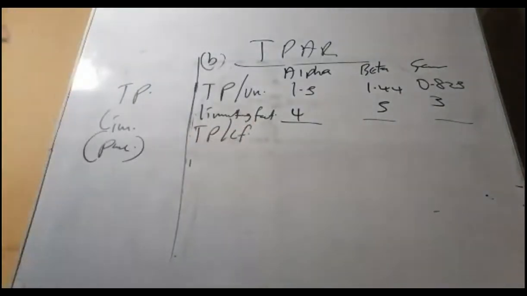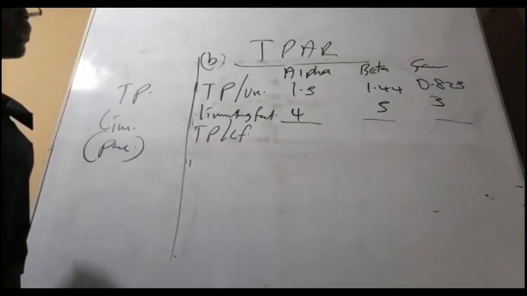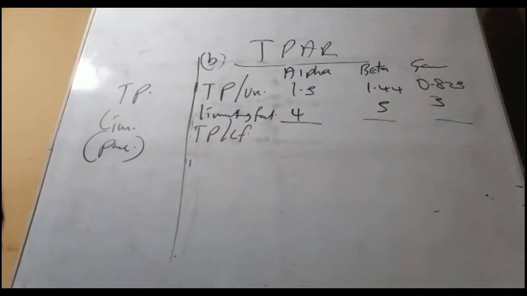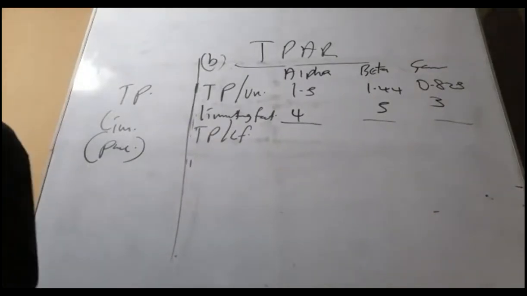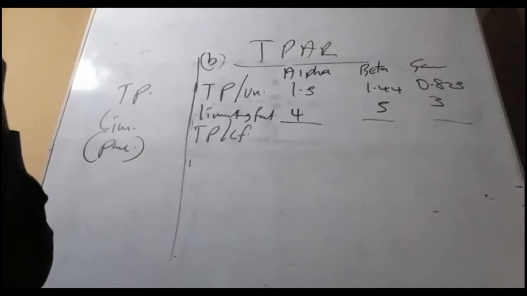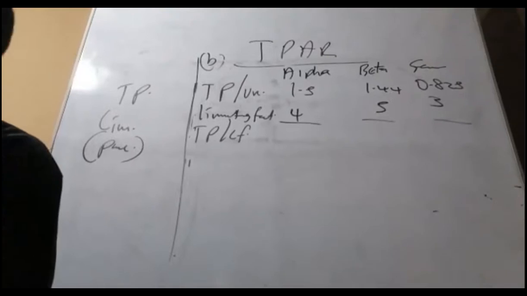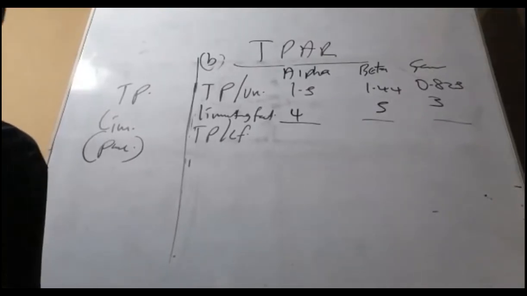So 1.5 divided by 4, 1.44 divided by 5, 1.0825 divided by 3. You can leave your answer in three or two decimal places, or you can run it to any decimal places, but the final answer must be rounded to 2 decimal places.